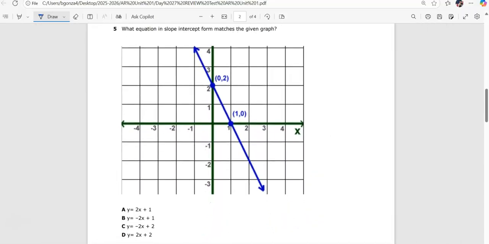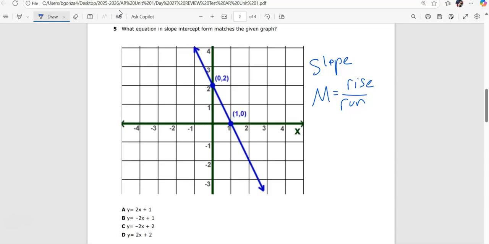Now, this one, what equation in slope-intercept form matches the given graph? So, remember, if you're taking a graph and trying to get an equation, you need to find the slope and the y-intercept. Slope and the y-intercept. So, first of all, how do I find the slope? If you remember, slope is like mountain, M, which is rise over run. You can literally just count it on the graph.